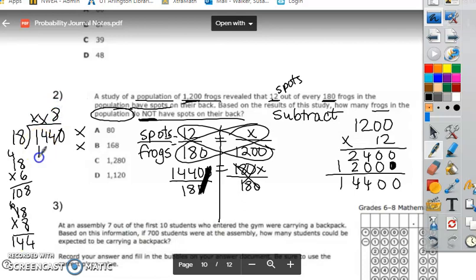So 8, 1, 4, 4. 18 into 0, 0. So 80. Good thing I already crossed this off, and I know that's not the correct answer, right? Because 80 of the frogs in that population will have spots. So your job is to subtract 1,200. This is the total frogs. 80 have spots. Your job is to figure out how many do not have spots. So I want you to subtract that and circle the right answer.